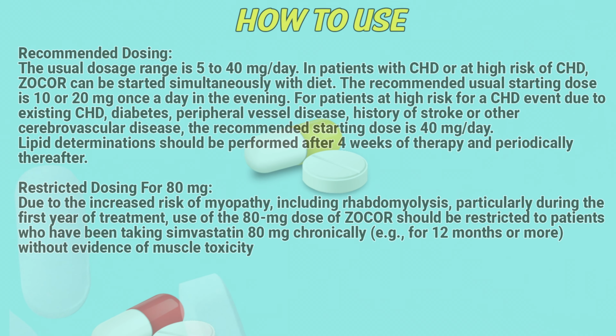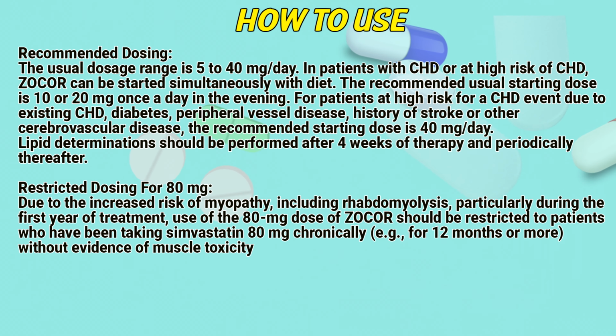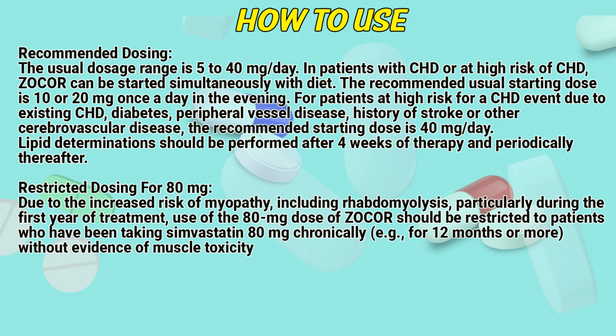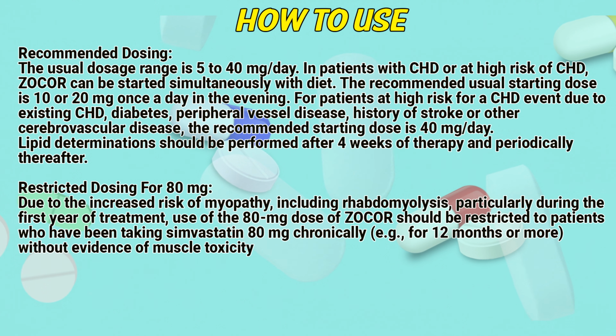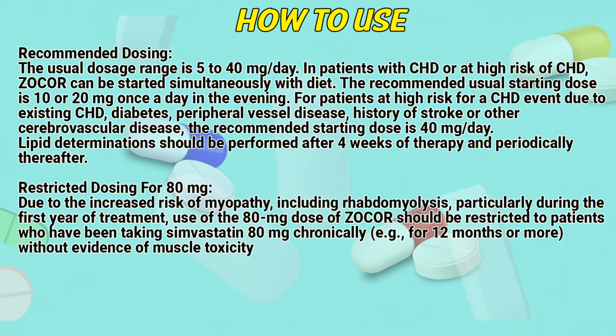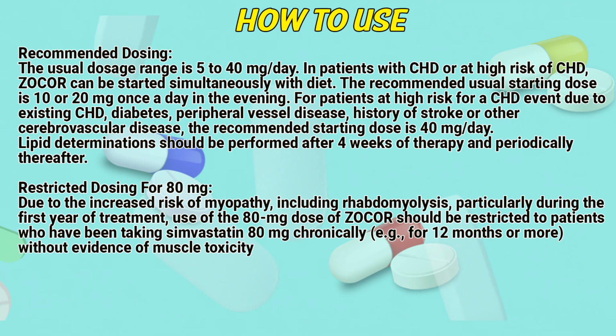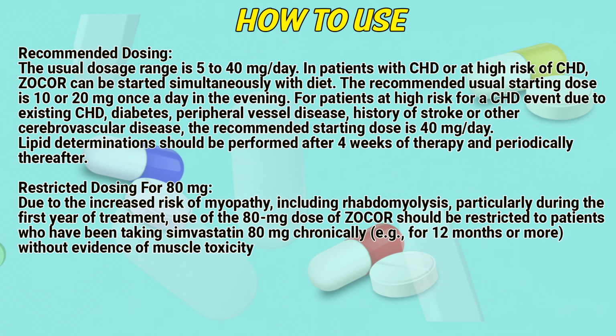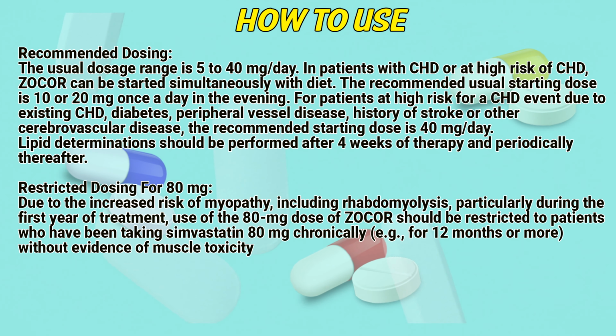How to use. Recommended dosing. The usual dosage range is 5 to 40 mg per day. In patients with CHD or at high risk of CHD, Zocor can be started simultaneously with diet. The recommended usual starting dose is 10 to 20 mg once a day in the evening. For patients at high risk for a CHD event due to existing CHD, diabetes, peripheral vessel disease, history of stroke or other cerebrovascular disease, the recommended starting dose is 40 mg per day. Lipid determination should be performed after 4 weeks of therapy and periodically thereafter.